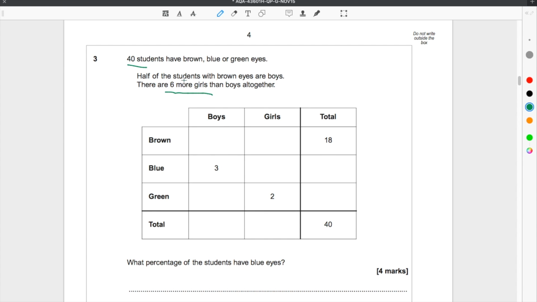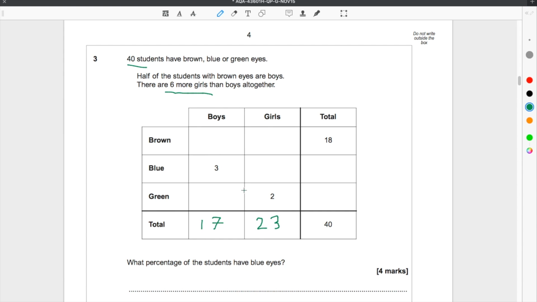Well, if there are 6 more girls than boys and there's 40 students, then that must mean that there are 23 girls, okay? Because if there are 23 girls in total, then there are 17 boys in total. That makes a total of 40 students, and there are 6 more girls than boys, so this works.